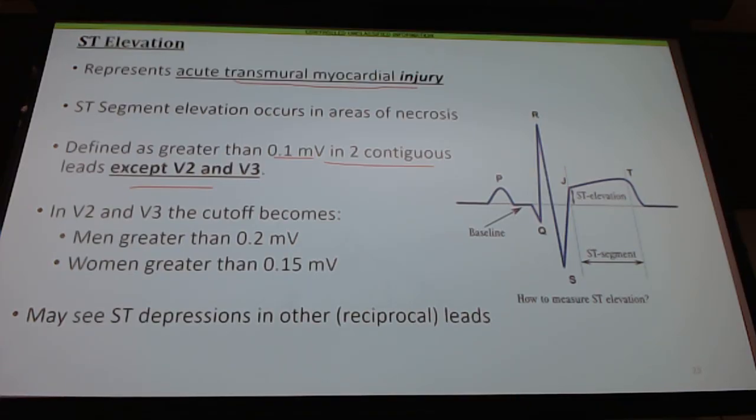If you're looking at V2 and V3, you get a little more wiggle room with that ST elevation, depending on whether the patient is a male or a female. In males, you need a 2 millimeter elevation in V2 and V3 before you qualify for an ST elevation. If the patient is female, you only need 1.5 millimeters to say that this is an ST elevation. So make sure you are identifying an ST elevation appropriately based on this criteria.